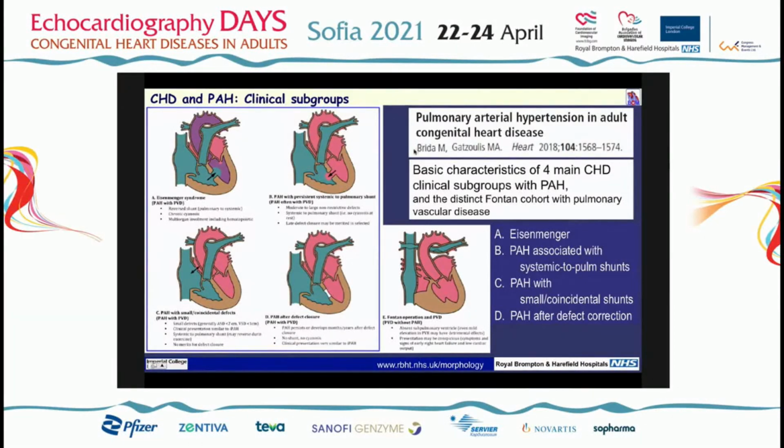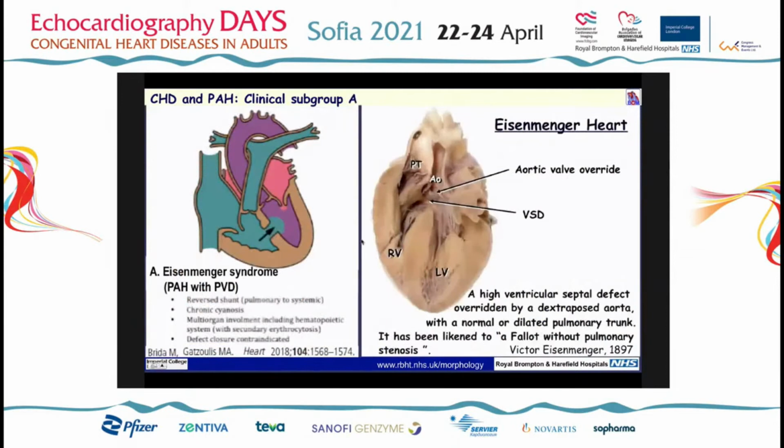published just a few years ago, talking about the basic characteristics of 4 clinical subgroups with pulmonary arterial hypertension. So we have the Eisenmengers, and then we have these various other categories coming into play. To start with, clinical subgroup A, the Eisenmenger syndrome, with a reverse shunt, that's to say pulmonary to systemic, and they have chronic cyanosis.